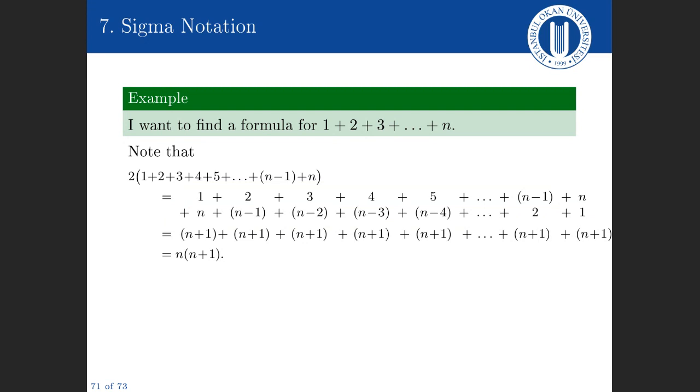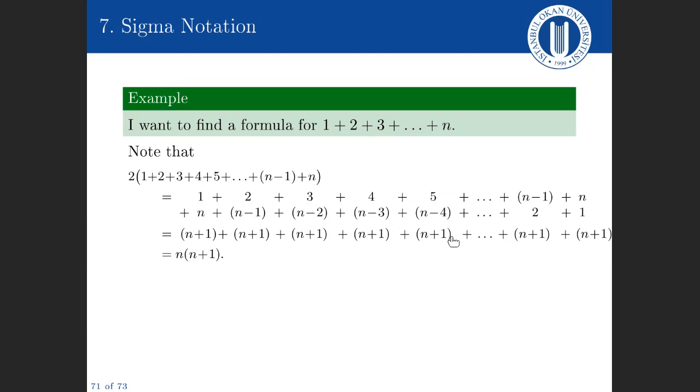And then I'm looking at numbers which are above each other. One plus n is n plus 1. 2 plus n minus 1 is n plus 1. 3 plus n minus 2 is n plus 1. 4 plus n minus 3 is n plus 1. Look what we have. We have n plus 1 plus n plus 1 plus n plus 1 plus n plus 1 plus n plus 1, etc.